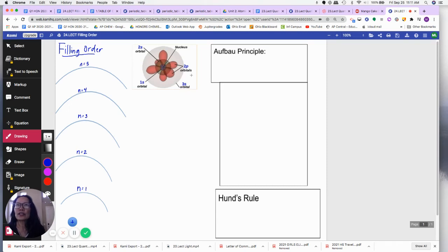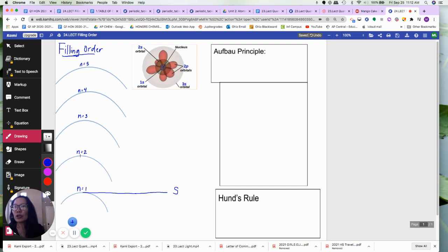Now that we know how to describe where the electron is using quantum numbers, we will now fill an atom with electrons. If this is the nucleus, here are the energy levels. If you have one electron, obviously, because the electron's negative, it wants to be as close as possible to the nucleus. So it's going to go into energy level number 1. In energy level number 1, there is only one sublevel, and that sublevel is the S sublevel, because there's not much room in there.